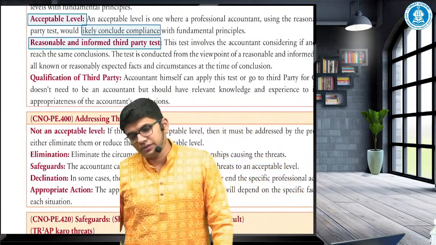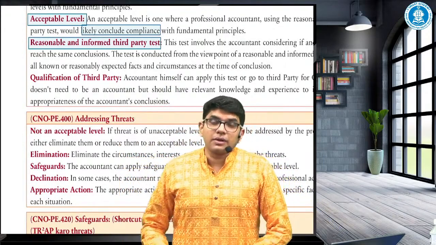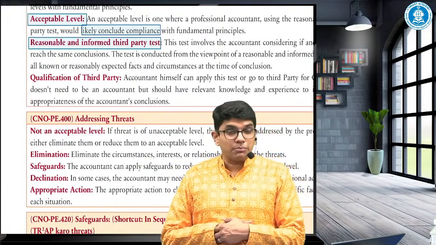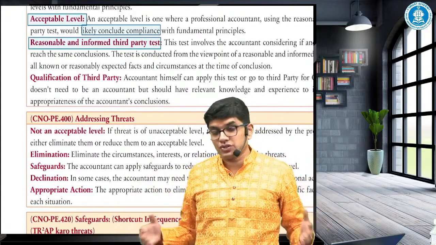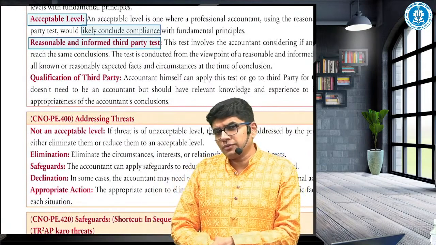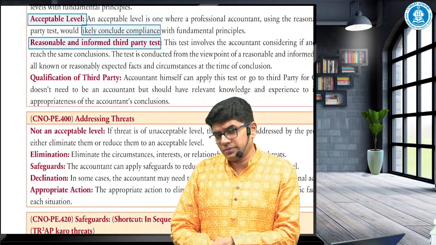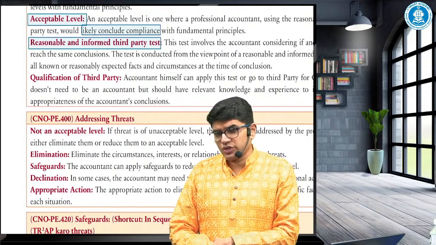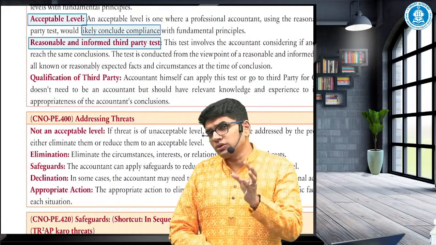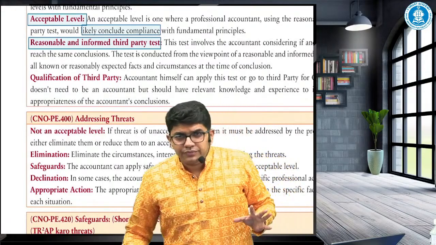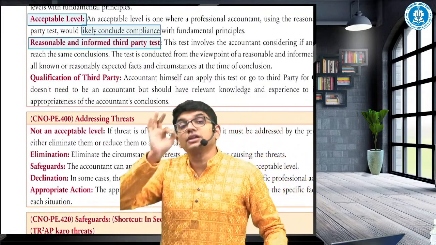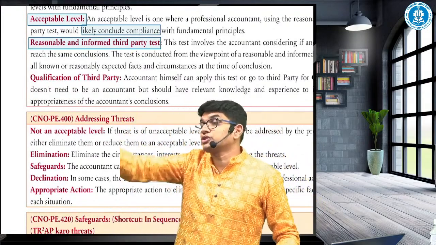See, once again. The reasonable and informed third party test can be done by simply sitting in your chambers and assuming a situation. If I give this information, whether that person will be in favor of this situation, will support this situation, or will be against it. Just simply think about it and get the conclusion. Okay, so that is one way of applying it. Or literally go to a third party, give information, and take his opinion.